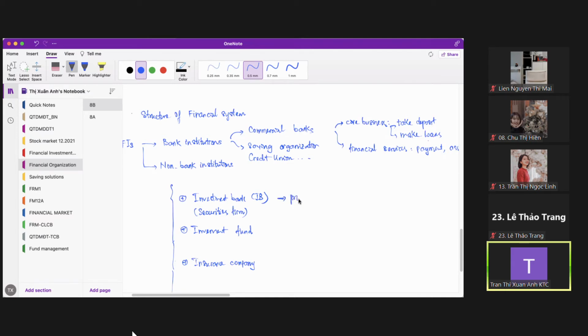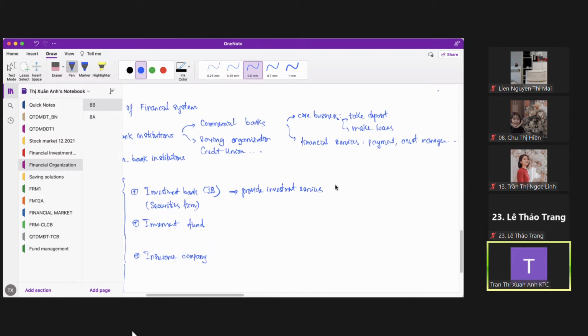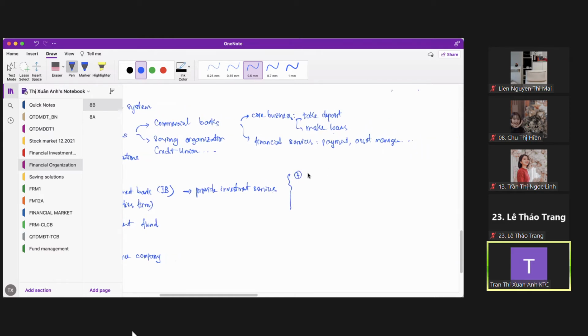They just provide investment services for clients or to the investor. So what kind of investment services are there? The first, or main, investment service is what we call underwriting. That means something like issuing securities.